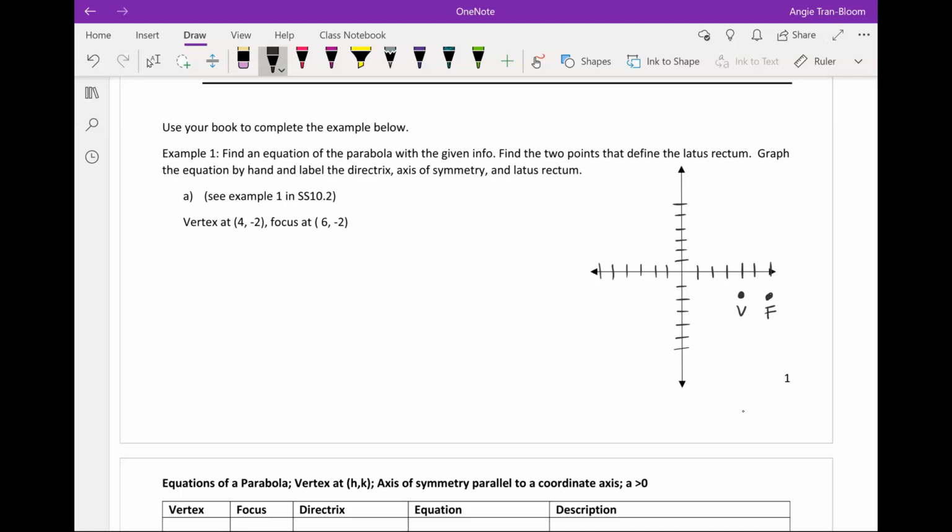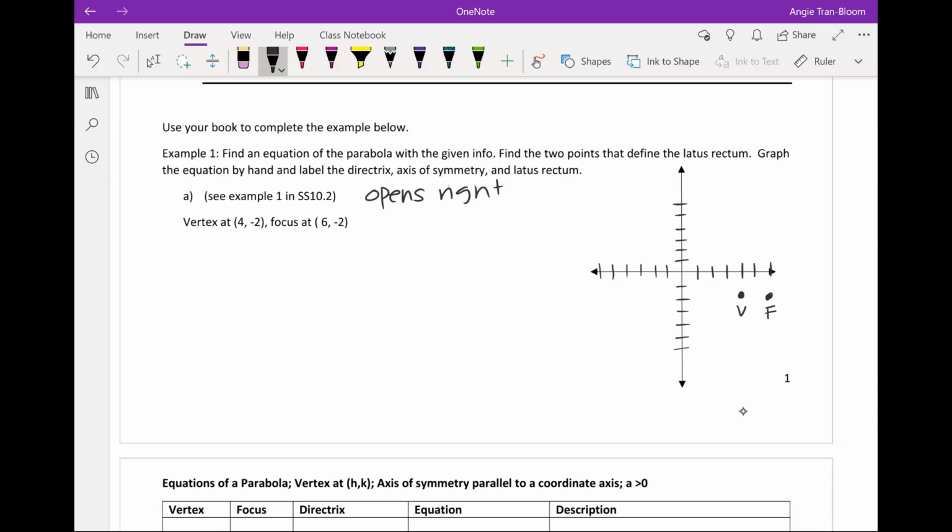Now, is the focus supposed to be inside your parabola based on your reading or outside of your parabola? Inside. So right now, do you know how this opens? To the right. Okay. If we know how it opens, then we can get an equation in there.